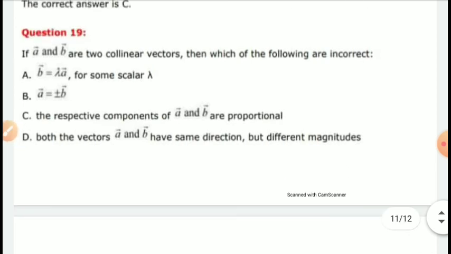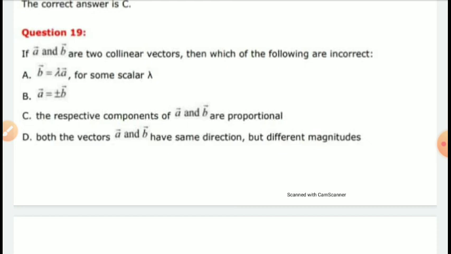19th question: if A bar and B bar are two collinear vectors, once again recall what is meant by collinear vectors. Collinear is nothing but parallel. Normally collinear means on the same line. Here, vectors which are parallel are called collinear. Then which of the following is incorrect?